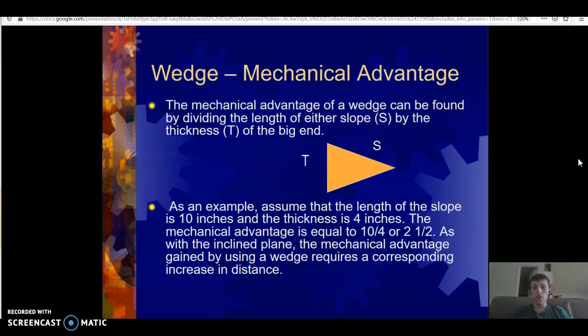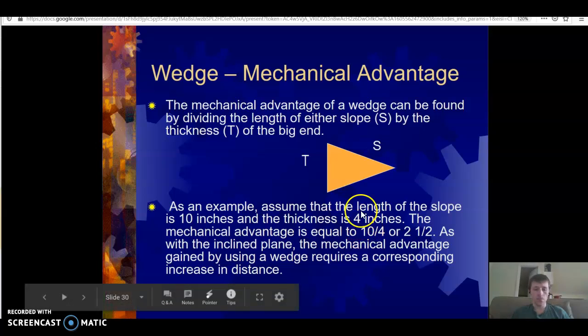The mechanical advantage can be calculated by taking the long side of your triangle. If this is your wedge, this is the pointy side. This is going to be the long side of my triangle, the sharp part, and dividing it by the thick end over here, this distance. So for example, if we assume that the length of this slope S is 10 and the thickness T is 4, the mechanical advantage of this particular wedge would be 10 divided by 4, or 2.5.